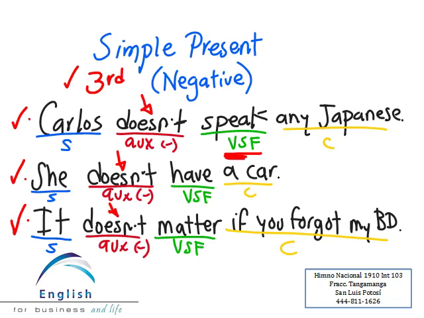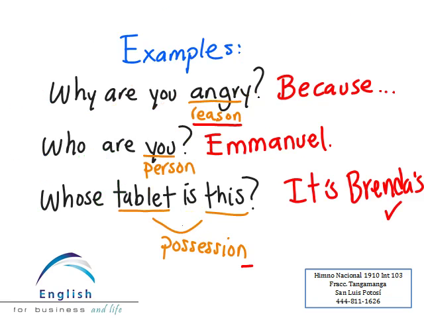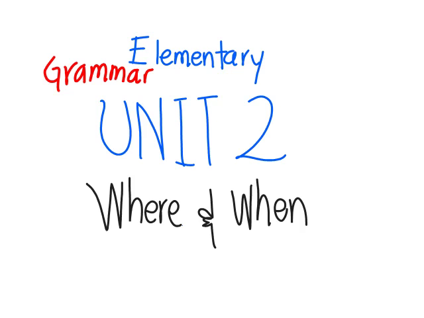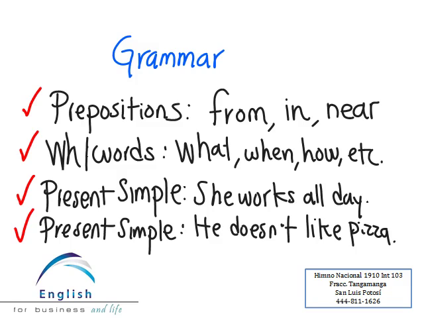Okay, well, that's all for this video. Let's recap a little bit. Okay. All right, well, we looked at 4 items. Prepositions. Well, which ones? From, in, and near. Check the examples so you can watch the video one more time. WH questions. What, when, who, whose, etc. And we also looked at present simple for he, she, and it. Example, she works all day. And also the negative form, he doesn't like pizza. Don't forget this detail. Very important. Ask your teacher for more explanation if you need it.